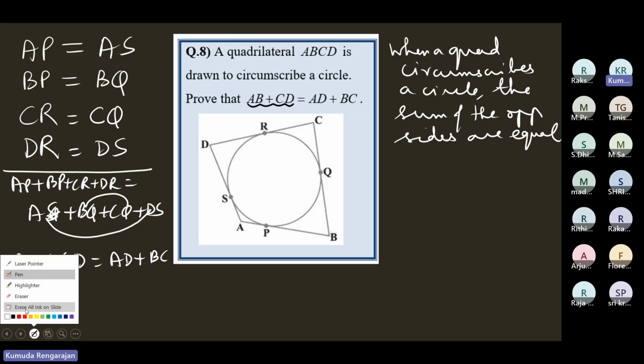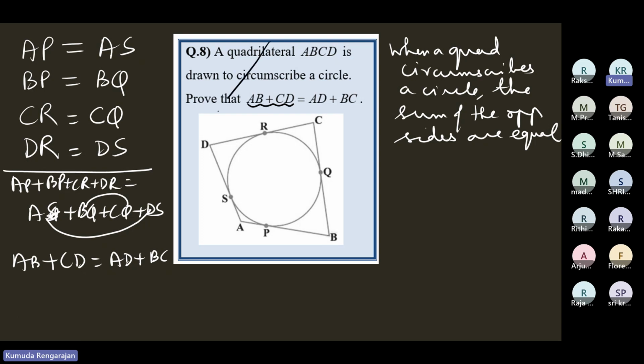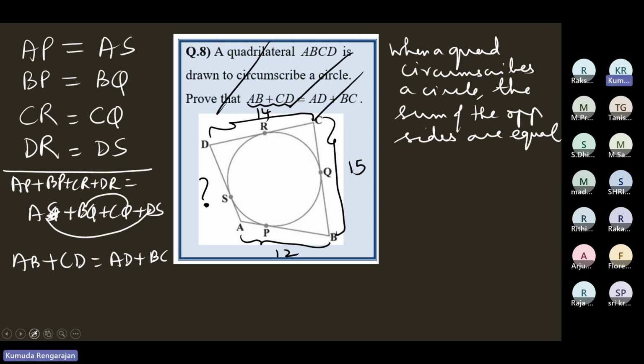So you know what? They'll give you a figure like this. They'll not give all this. All this will not be given. They'll just give you this figure. And they'll say that this one is some 12 centimeters. This is 15 centimeters. And this one is something like 14 centimeters. How much is AD? They'll ask you to find AD. So you must write this result.